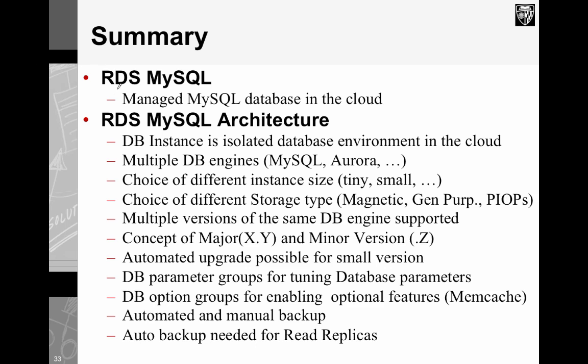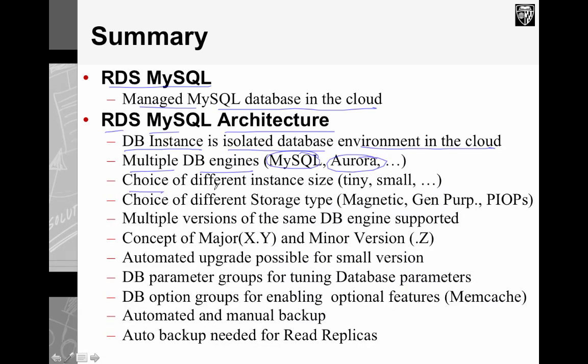In summary, RDS MySQL database is a managed MySQL database in the cloud from AWS. In terms of RDS MySQL architecture and its capabilities, there is a concept called DB instance, which is really an isolated database environment in the cloud. You create database instances in the cloud. Multiple DB engines are available for you to choose from. You can choose from MySQL, Aurora, Oracle, SQL Server.